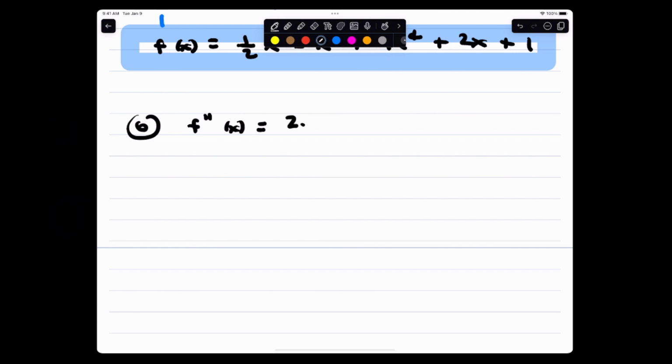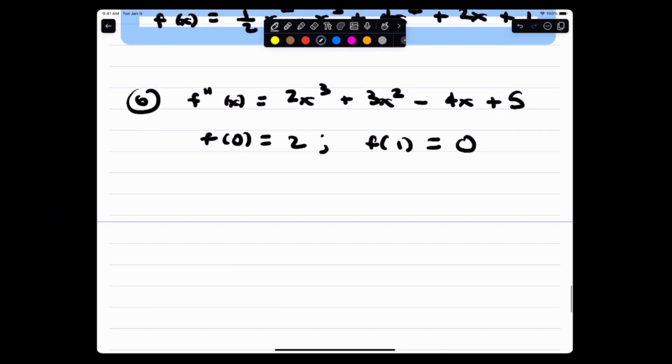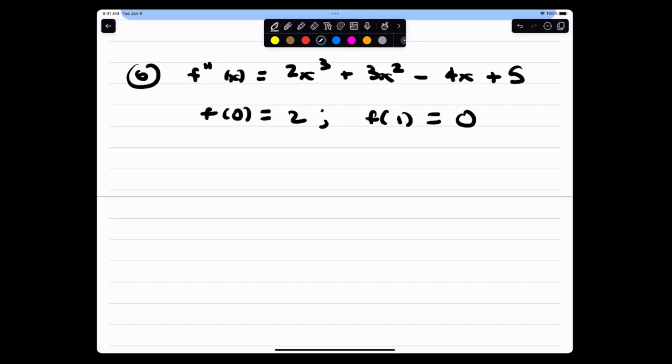How about this? 2x cubed plus 3x squared minus 4x plus 5. And they give us, I like f of 0. F of 0 is 2. And then they give us f of 1 equals 0. So this is not a typo, by the way. All right. Okay. Say, well, how do we handle this?